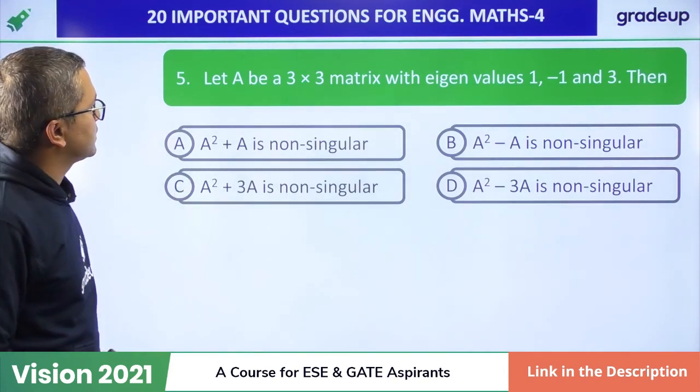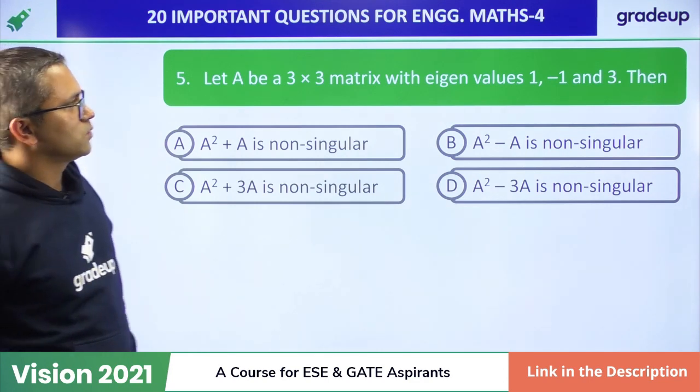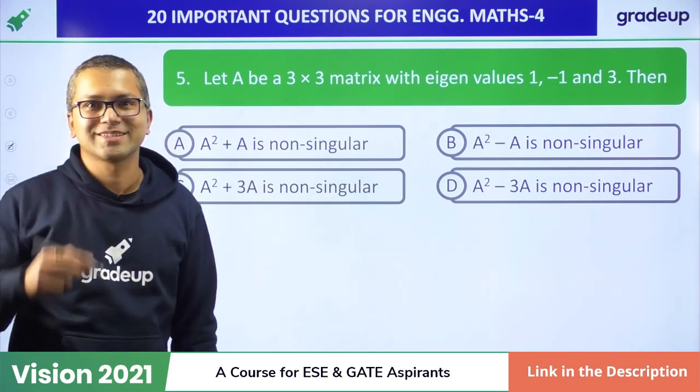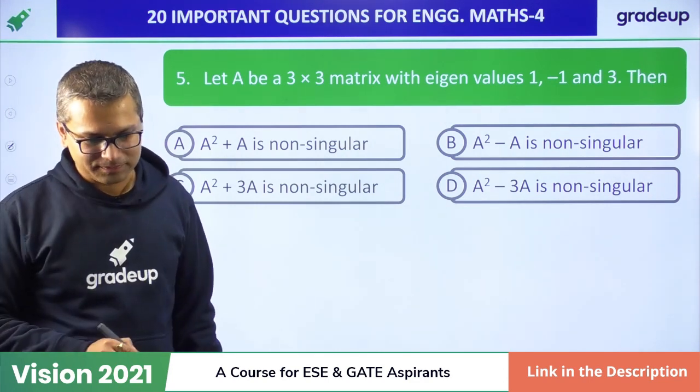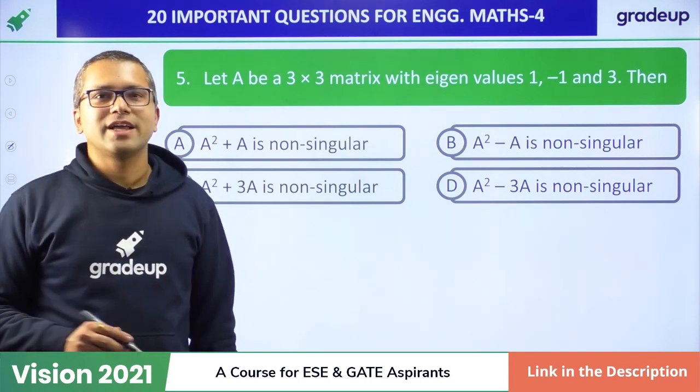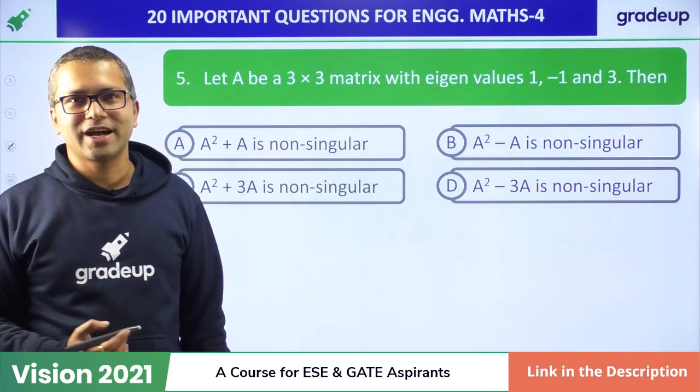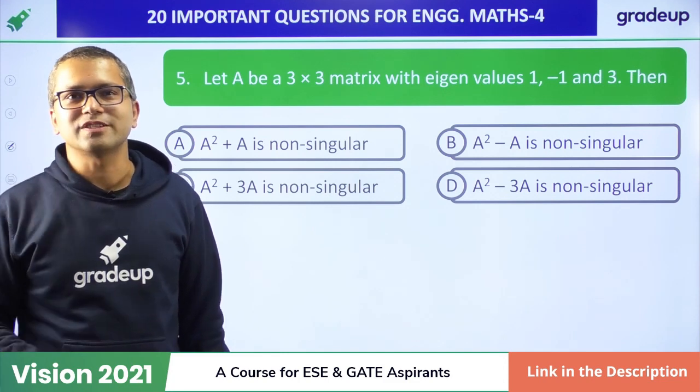Then please come up with this. A is a 3×3 matrix where eigenvalues are 1, -1 and 3. Then what should be the best option? Yeah, so keep on liking this, guys. Keep on sharing this so that others might also benefit, okay?